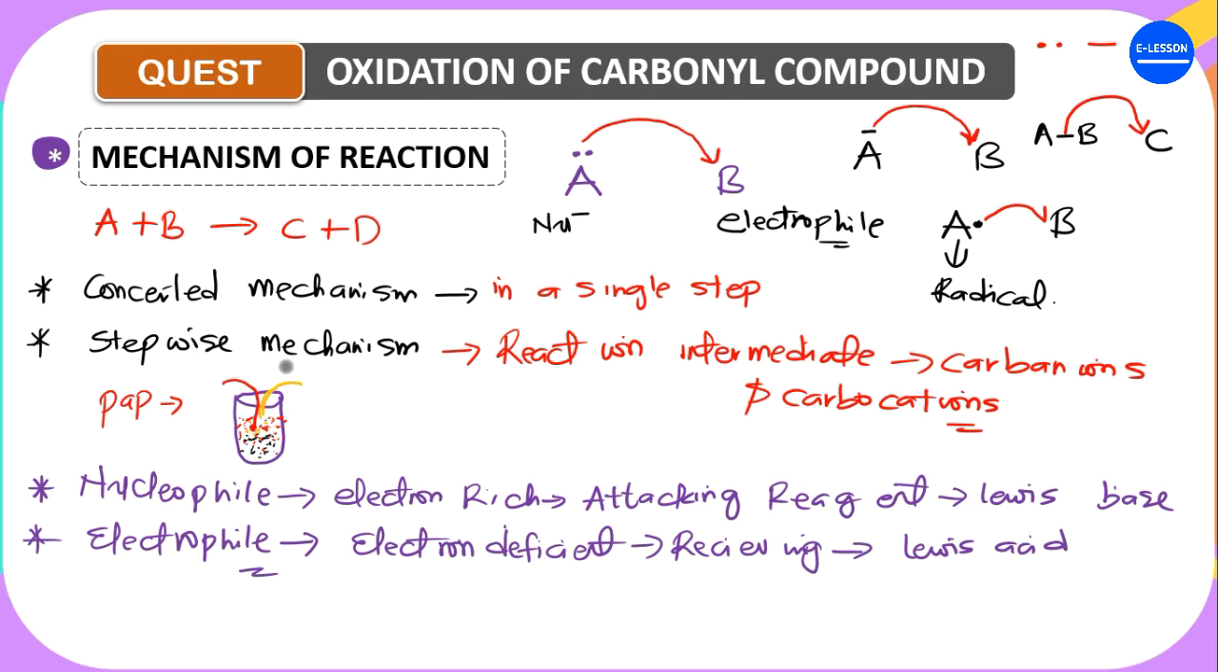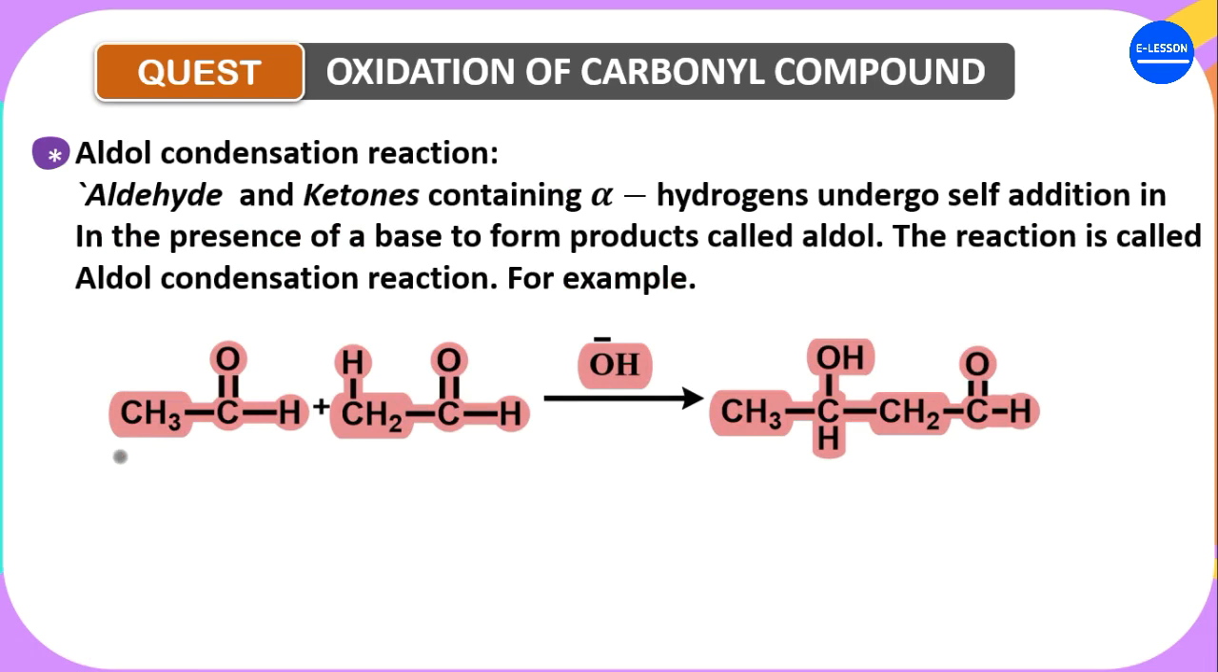We said it's a step-by-step process in which reactants are converted to products. We have two types, the stepwise mechanism and the concerted mechanism. Now, we have nucleophiles and then we have electrophiles, okay? Now, what I actually intend to do here was to talk about the Aldol condensation reaction. What is the Aldol condensation reaction? It is a reaction whereby an aldehyde or a ketone containing alpha hydrogen undergoes self-addition in the presence of a base to form a product called aldol. The reaction is called Aldol condensation reaction.